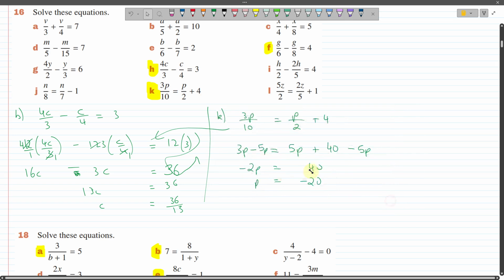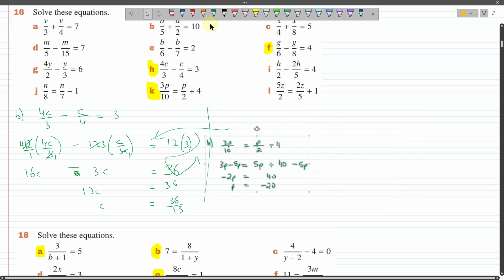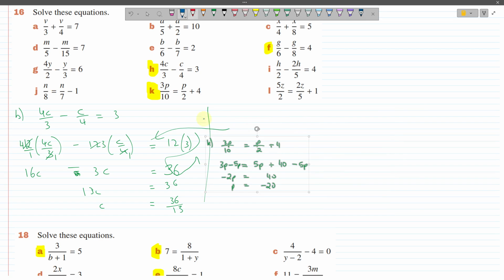Okay, finally, and I will reduce the size of this because I want space left over for the last one. This one is slightly different to the first one. And finally we have f. Once again, this is slightly different. I chose this on purpose. g on 6 minus g on 8 equals to 4.